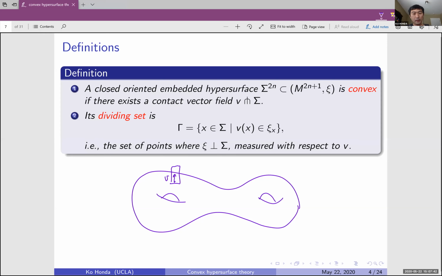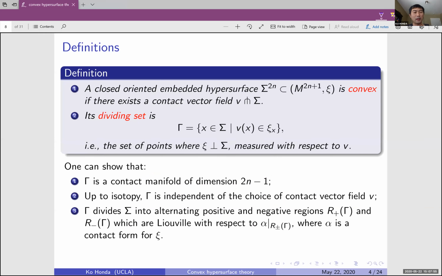The strange thing is this dividing set has some nice properties, in spite of what it looks like. It is actually a submanifold. One can show that gamma is a contact submanifold of dimension 2n minus 1, and up to isotopy, gamma is independent of the choice of contact vector field V. There's a contact isotopy of contact submanifolds from one to the other. Gamma divides sigma into alternating positive and negative regions R plus and R minus of gamma, which are Liouville with respect to alpha restricted to R plus minus of gamma, where alpha is a contact form for C.